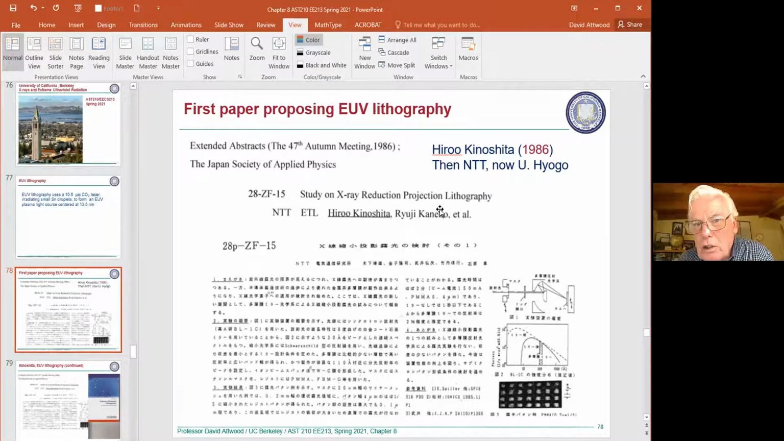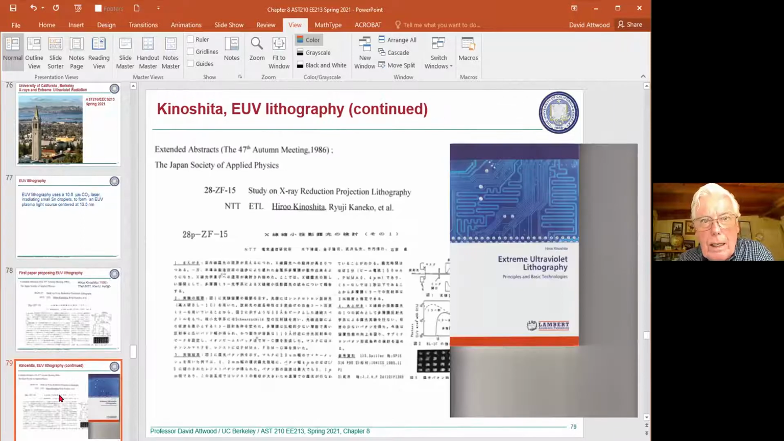But anyway, Kenoshita wrote an article. It's a lengthy article that showed all the major steps that would be needed to make lithography work. And he has a book out now. Yeah, this is his book. It's on Amazon. And it's only a year or two old.